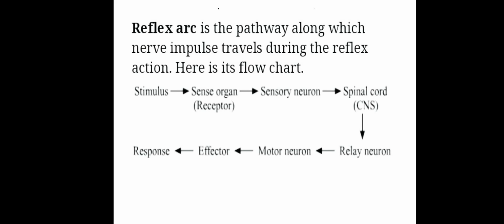Here is its flow chart. We have the stimulus, sense organ, sensory neuron, spinal cord, then it passes to relay neuron, motor neuron, effector, and the response. So let us learn about them now.